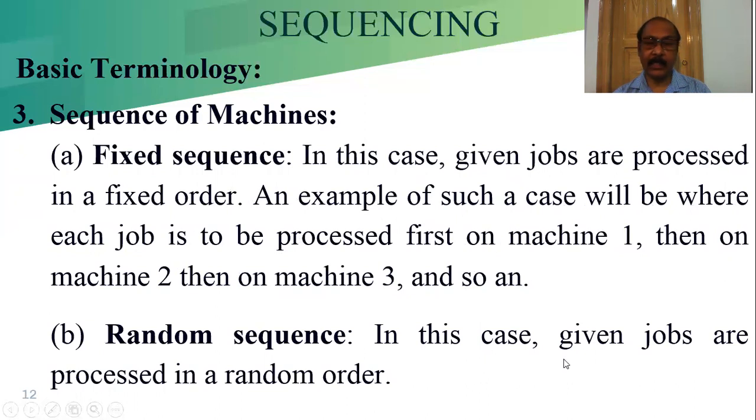Random sequence. In this case, given jobs are processed in a random order. It is not fixed. A job can move from one machine to another randomly. That is the random sequence.